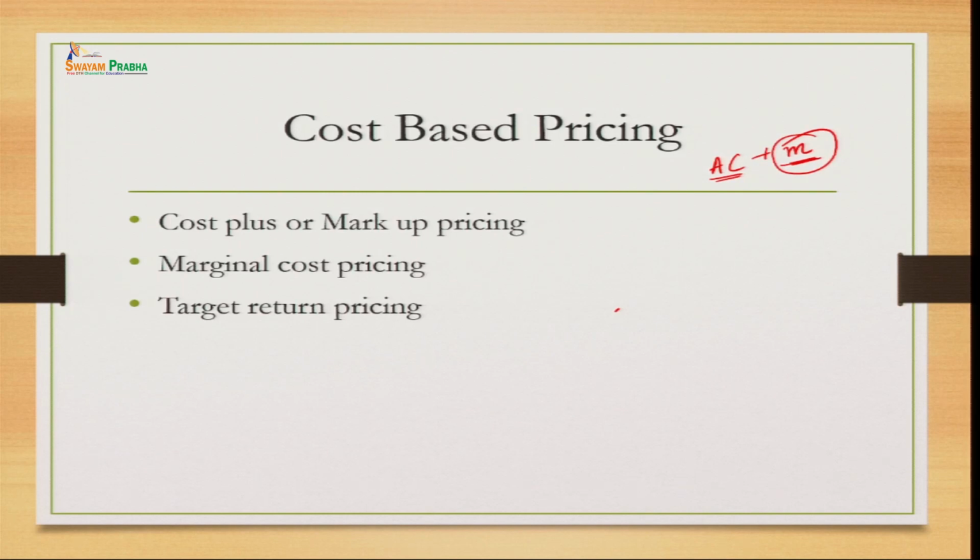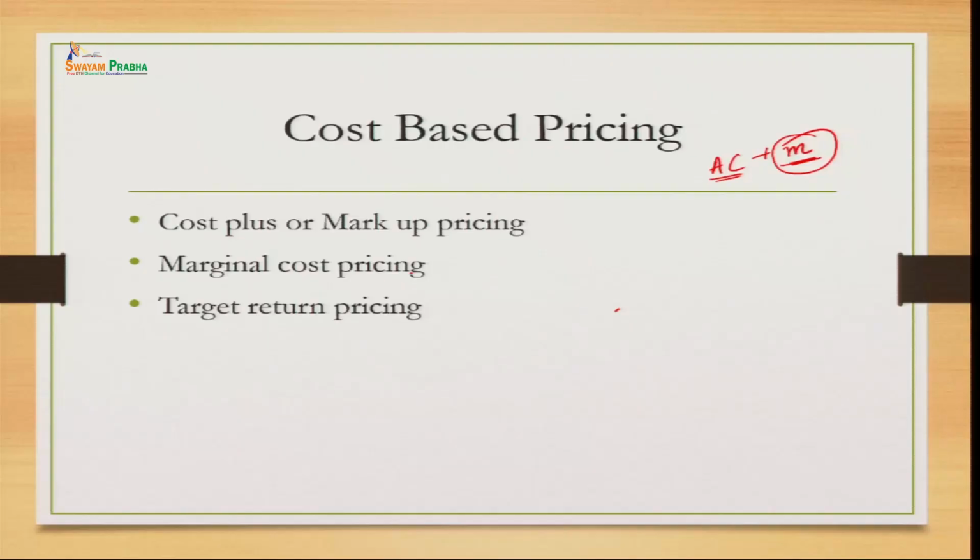So, you add that markup to it, and then you determine the prices of your commodity. Then we have marginal cost pricing. This marginal cost pricing is actually related to the incremental principle. If you guys remember, initially we talked about the fundamental principles in economics, and there we talked about the incremental cost, right. Incremental cost is the cost of increasing cost.